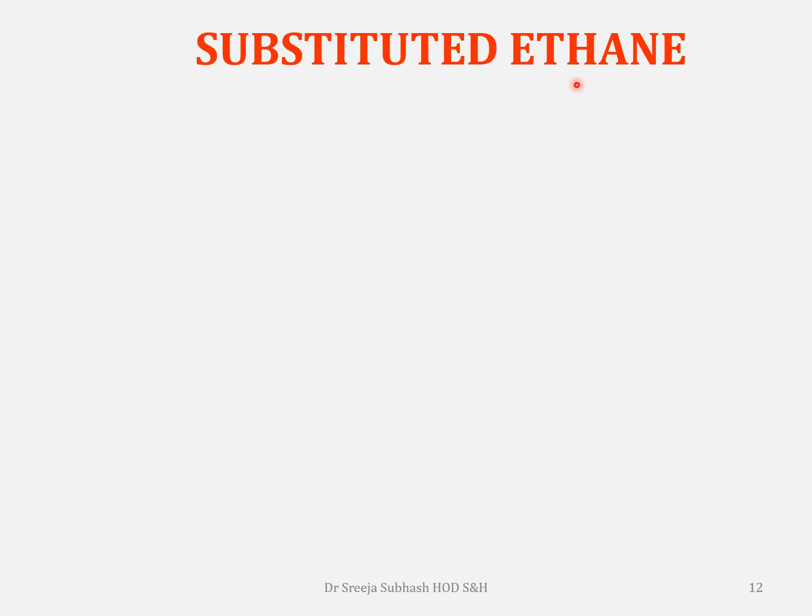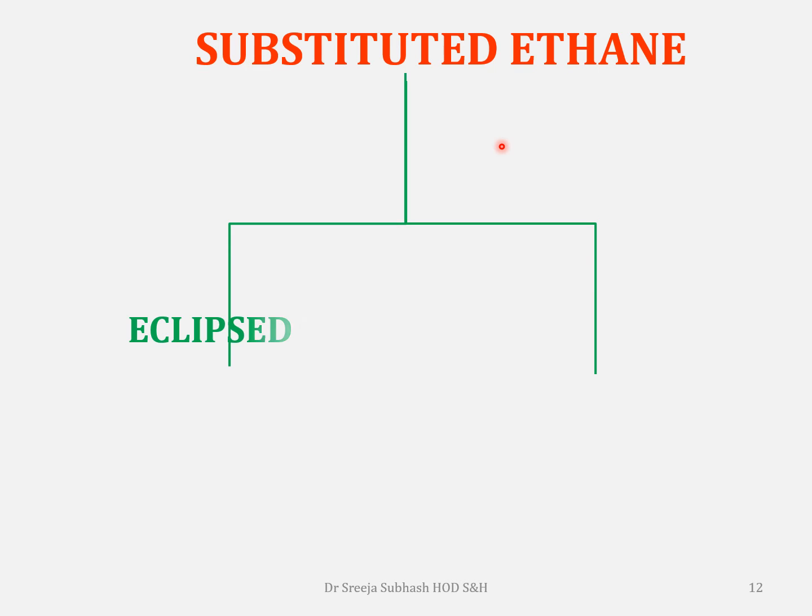Substituted ethane, and now I guess we are ready for this because we already know the story of ethane, and the story of substituted ethane is somewhat similar to that of simple ethane. Here also two representations, two arrangements are possible. One is called eclipsed and the other is called staggered. Staggered with maximum stability and minimum energy, eclipsed with maximum energy and minimum stability.